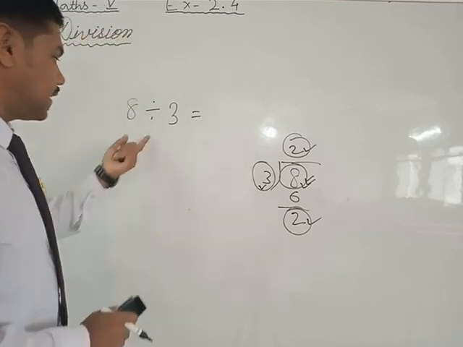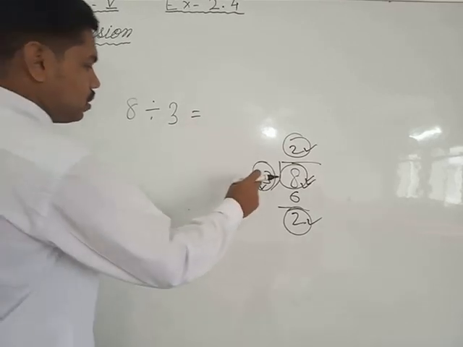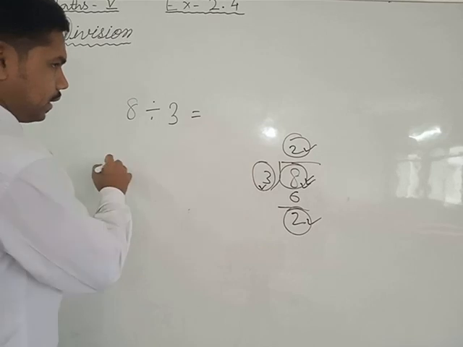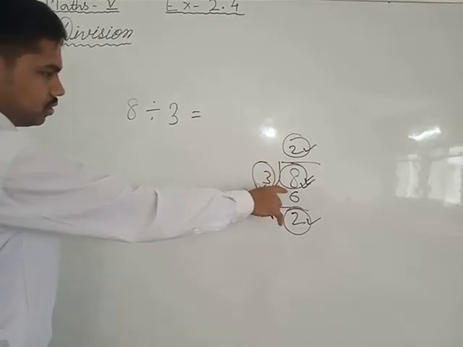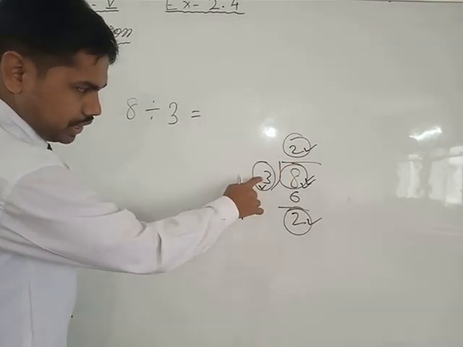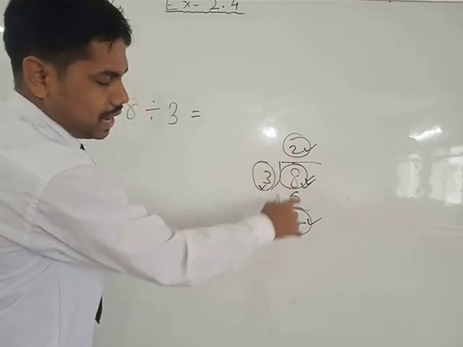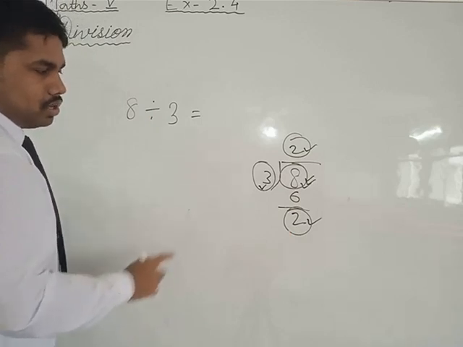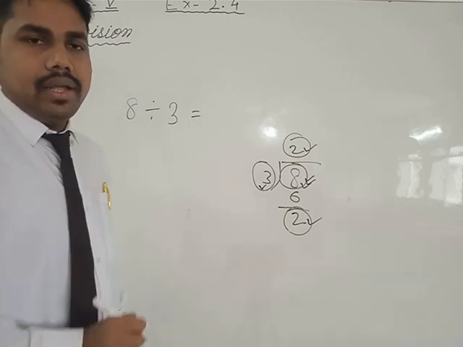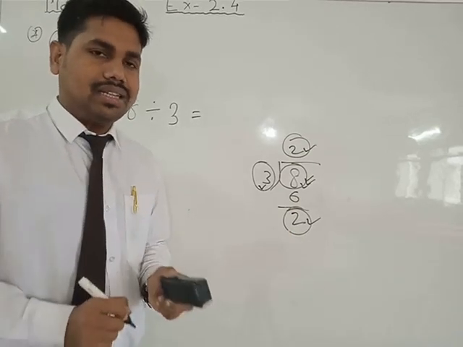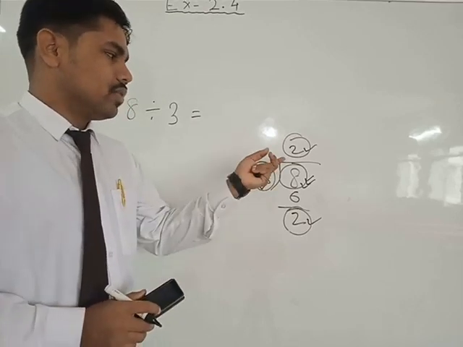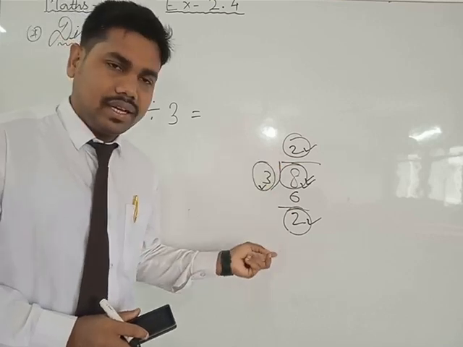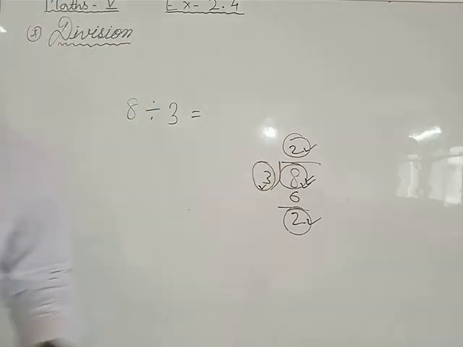So in this case, the dividend is equal to 8. Let's write: dividend is equal to 8, divisor is equal to 3, quotient is equal to 2, and remainder is equal to 2. This is how you can write for any large numbers also: which is the dividend, which is the divisor, which is the quotient, and which is the remainder.